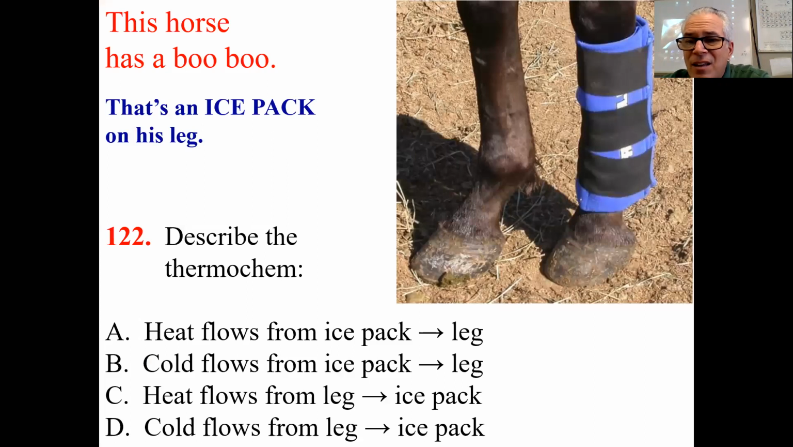I think this is the last slide or two. This horse has a boo-boo, kicked himself in the leg. So they got an ice pack on his leg. What is going on? Describe the thermochemistry. Is the heat flowing from the ice to the leg, or is the cold flowing from the ice to the leg? Or does the heat flow from the leg to the ice pack, or does the cold flow from the leg to the ice pack? What's going on?